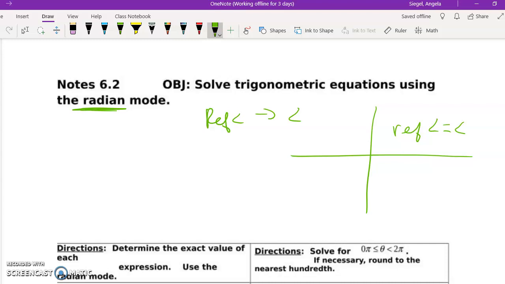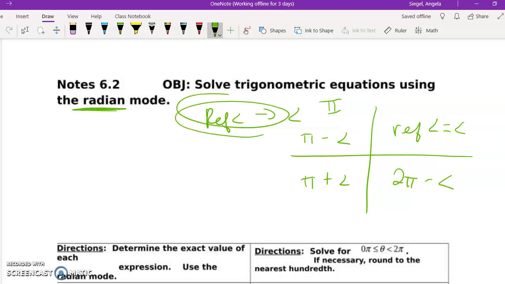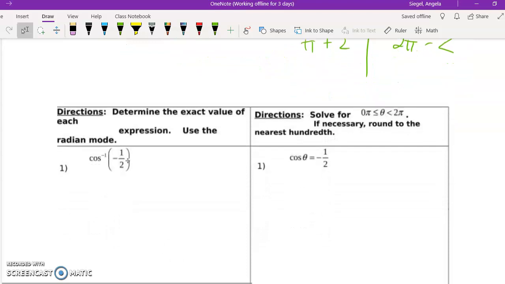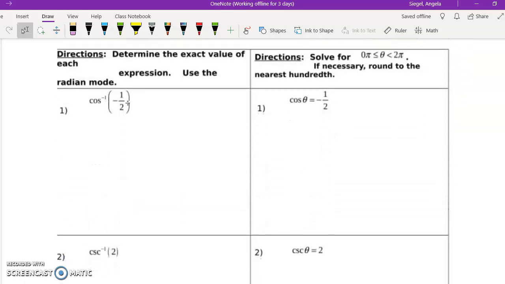So the reference angle equals the angle in quadrant 1. But instead of, like in quadrant 2, the last video we talked about 180 minus the angle, now it's going to be pi minus the angle and pi plus the angle. And then instead of 360, we're going to say 2 pi minus the angle. So keep that in mind when we're doing these reference angles. Also, right now we don't need it this very second, but go ahead and grab your calculator, and you're going to be using radian mode.